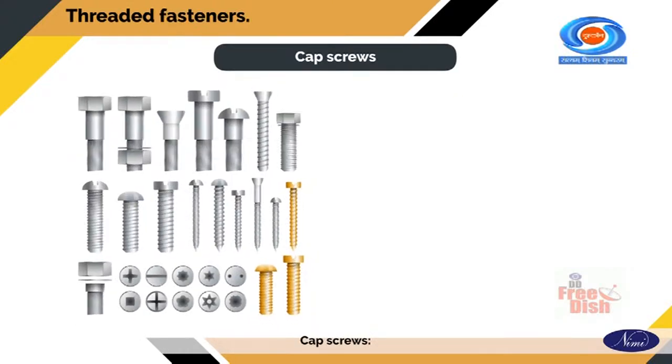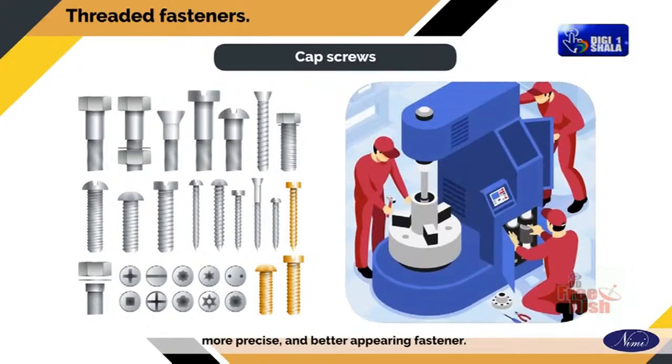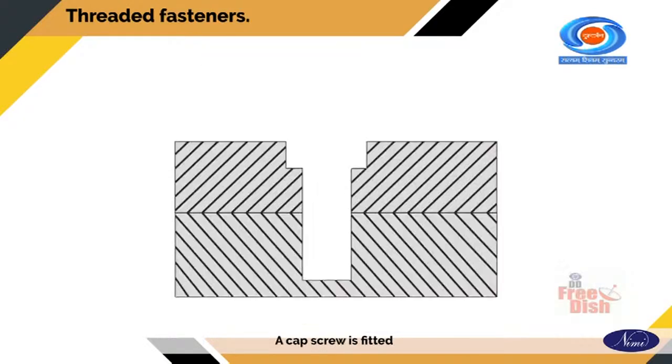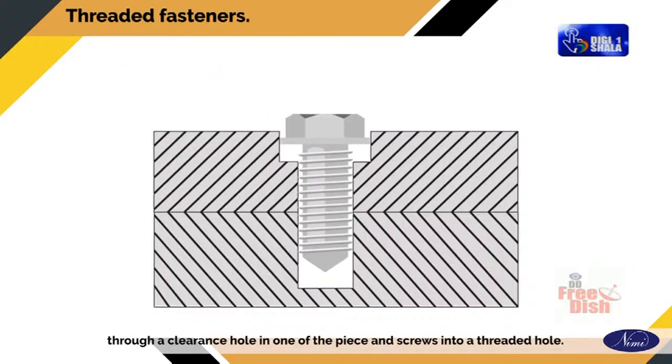Cap screws. Cap screws are used when assembly requires a stronger, more precise and better appearing fastener. A cap screw is fitted through a clearance hole in one of the pieces and screws into a threaded hole.